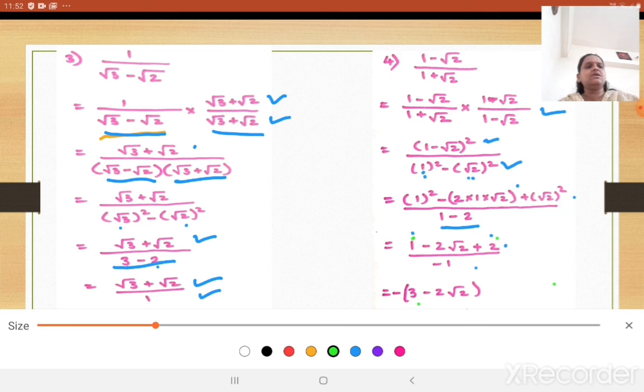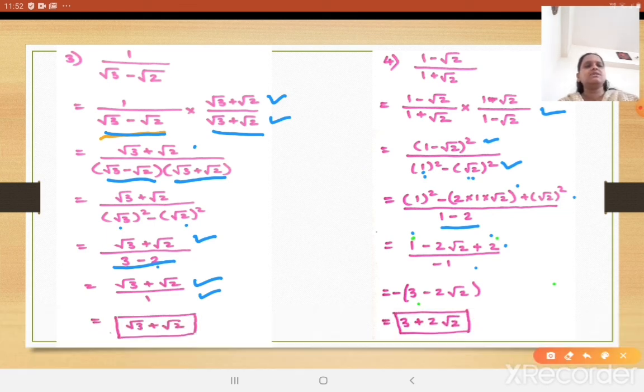But the denominator is minus, so if I take it in the numerator, it will become minus in the bracket 3 minus 2 root 2. Correct? So if you take that minus sign inside, your final answer you will get as 3 plus 2 root 2. Is it clear to all of you?